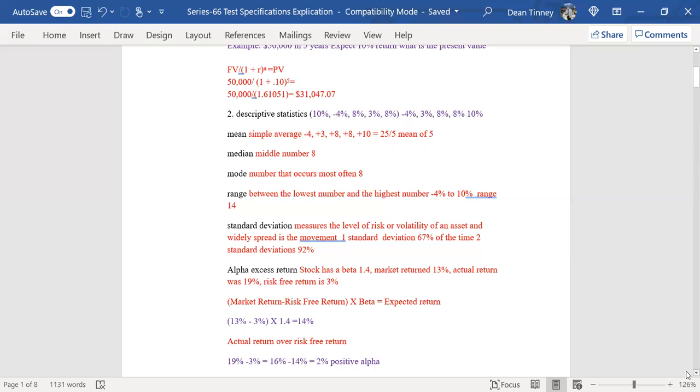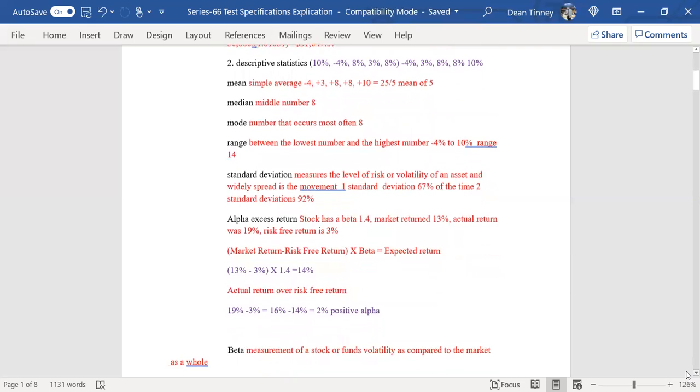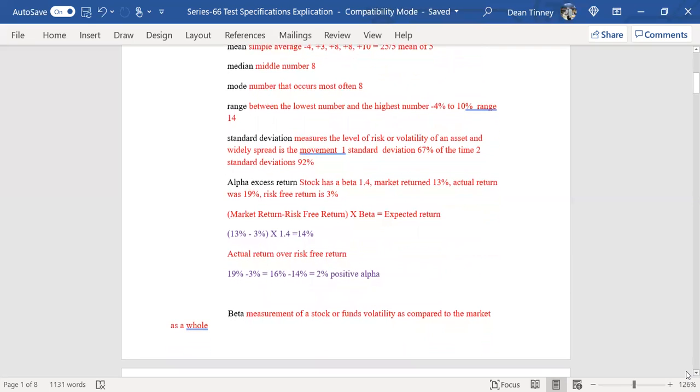We said alpha is excess return. Seeking Alpha, that's a big website that people go to. So that's excess returns. The point here again is we shouldn't be getting too prejudicial, but seeking alpha means I want excess returns. I'm going to take risks to do so. But we have certain expectations based on the beta. We said beta is very, very testable. Beta is a measurement of a stock or fund's volatility as compared to the market as a whole. And alpha would be that excess return.